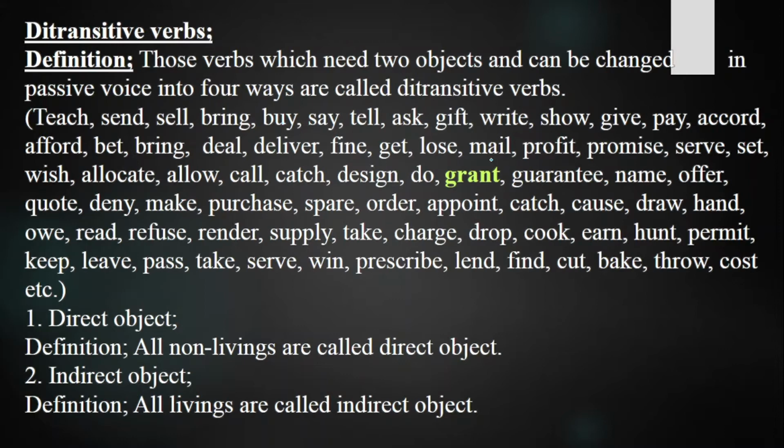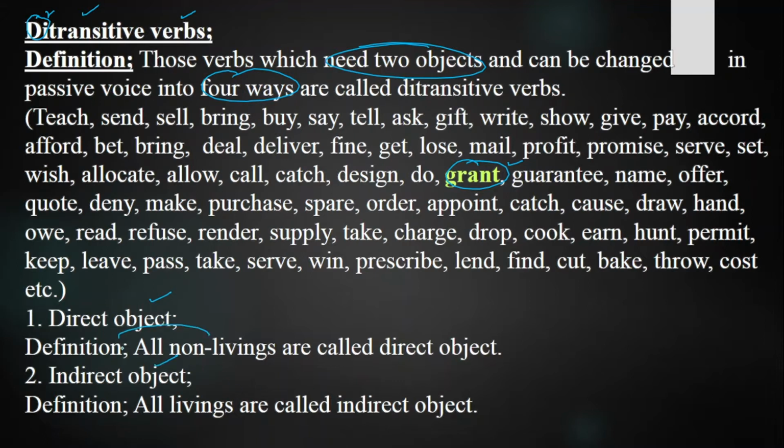Today we will be discussing the ditransitive verb grant from active voice into passive voice. Before starting that, we need to know the definition of ditransitive verbs. Di means two, transitive which can be changed into passive voice, and verb which shows an action. So those verbs which need two objects and can be changed into passive voice in four ways are called ditransitive verbs. Ditransitive verbs need two objects, one direct object and one indirect object.